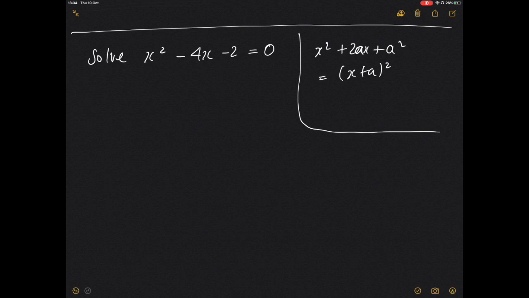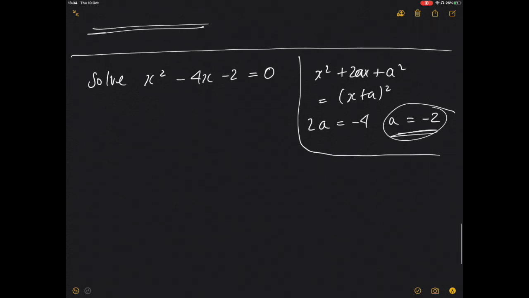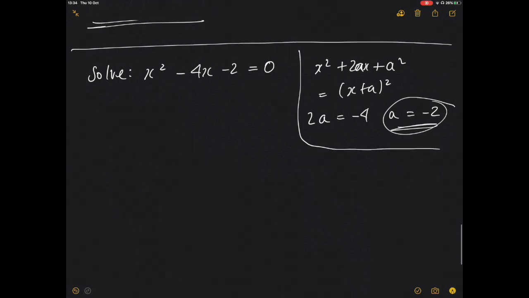Okay. So a has to equal, well, 2a equals -4. So a equals -2. So this is our answer. We'll keep that there. So x squared minus 4x minus 2 equals 0. So x squared minus 4x. This wasn't in the form that we've been messing around with before. So we're going to say x squared minus 4x equals 2. That's because I'm moving that to that side.